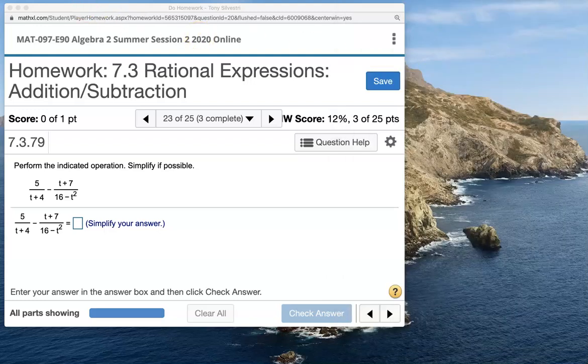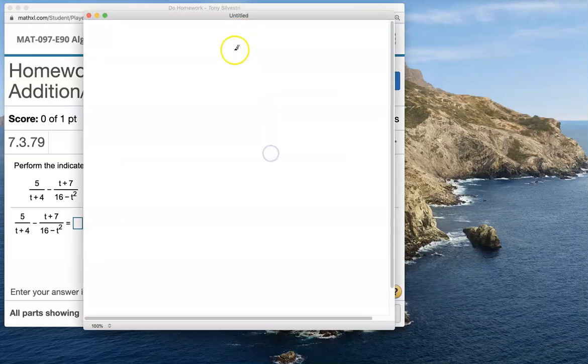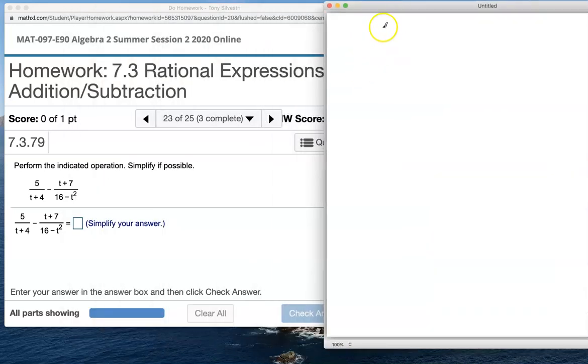Don't save. File, new, come over here, copy the problem. t plus 4, and minus, they love their minuses, t plus 7 over 16 minus t squared. This is a bundle, and that's a bundle.